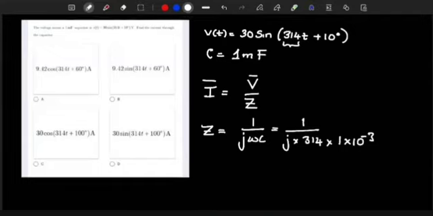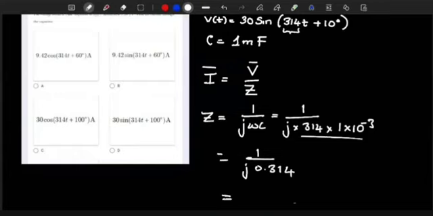So here this will become 1 over j. When you multiply this, you get 0.314. Now we divide 1 by 0.314, and we get 3.18. When the j goes up, it becomes negative. So that becomes the impedance.